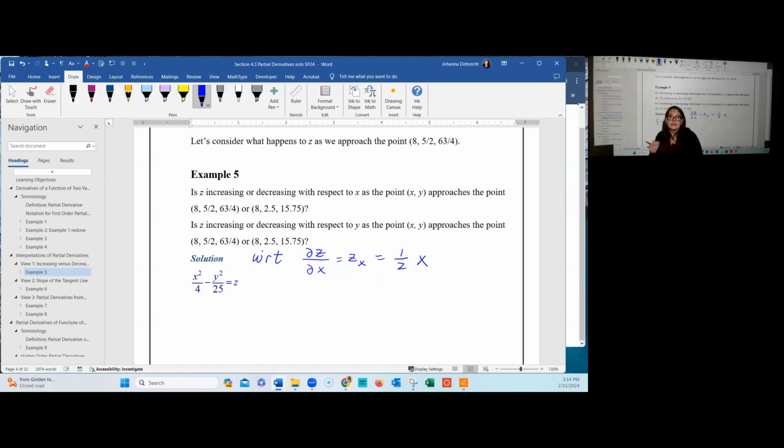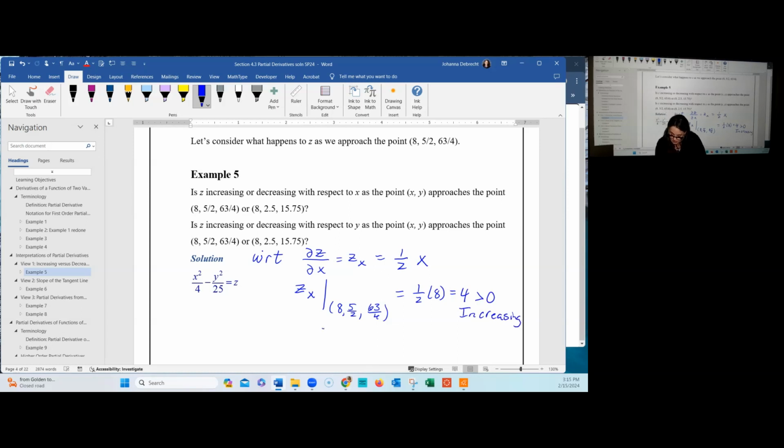At that point, is z increasing or decreasing as x varies by 1 unit? So now I'm going to evaluate the partial with respect to x at the ordered triple 8, 5/2, which is 2.5, and 63 divided by 4. In this case, the only thing to plug in is the x coordinate, and I get 1/2 of 8, which gives me a value of 4. Now 4 is positive. Because it's greater than 0, this means that z is increasing.